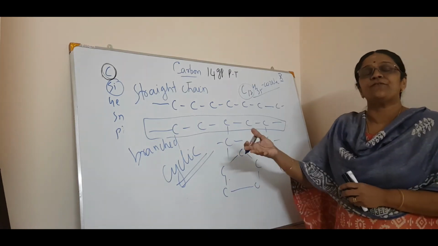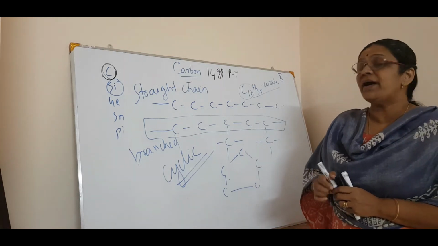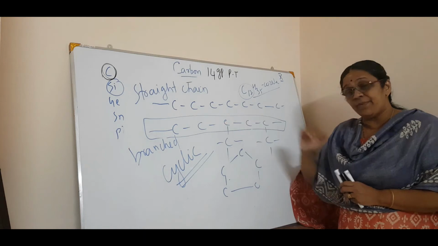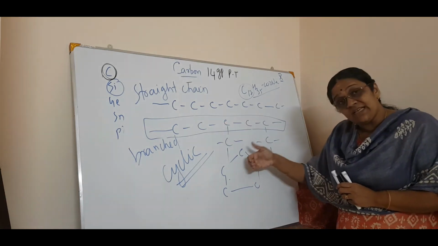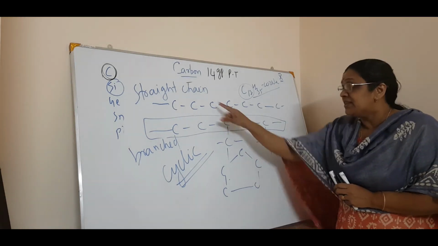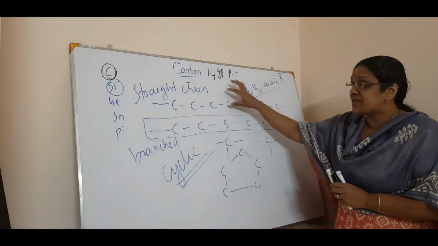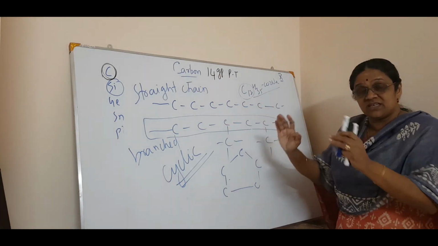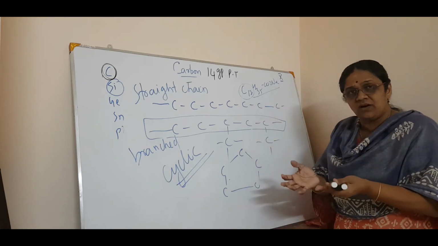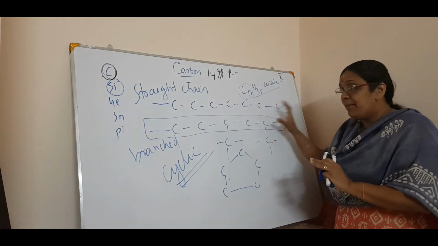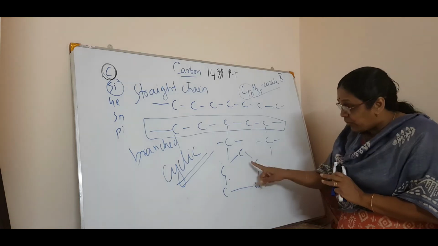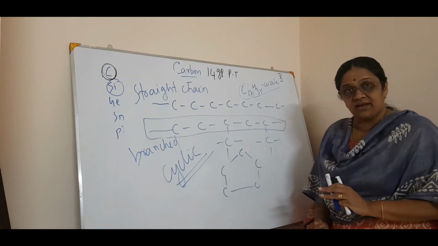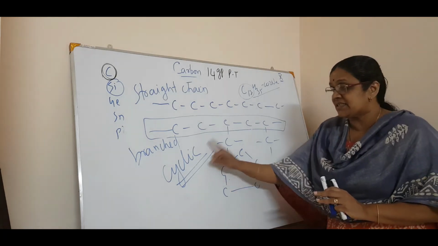So different forms of compounds can be formed by carbon. It can be a straight chain, it can be a branched chain, it can even be a cyclic or closed chain. Straight chain means it is an open chain. There is no closed circuit, it's open. Branched is also open. But here there is a closed one, so it is called cyclic. In organic chemistry, we call it a cyclic compound.